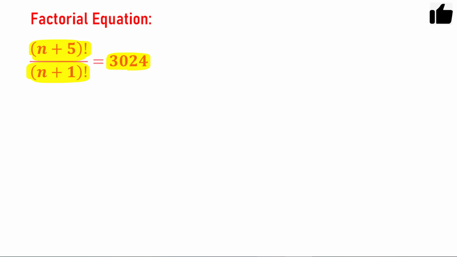Generally, whenever you have a factorial involved in a problem, you try to eliminate the factorial. Once you eliminate the factorial, the equation becomes simple, and then you can solve it. To solve this problem, you must know the definition of factorial. n factorial is n times (n-1) times (n-2) times (n-3), and this goes on till 1. So this is the definition of n factorial.